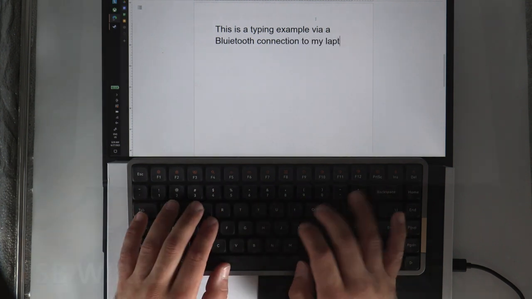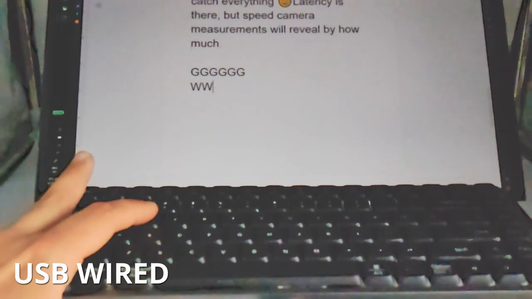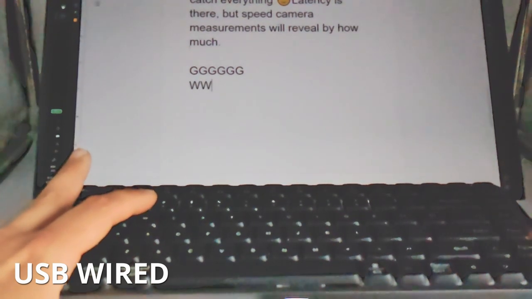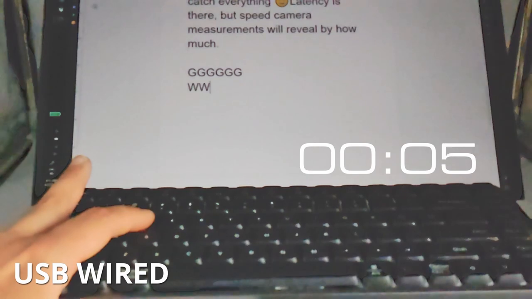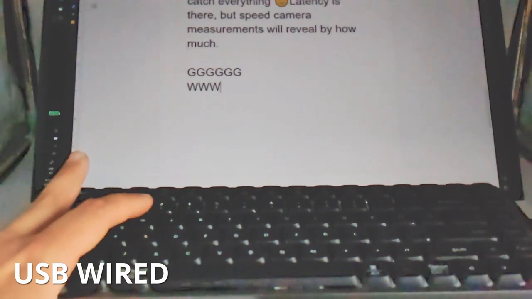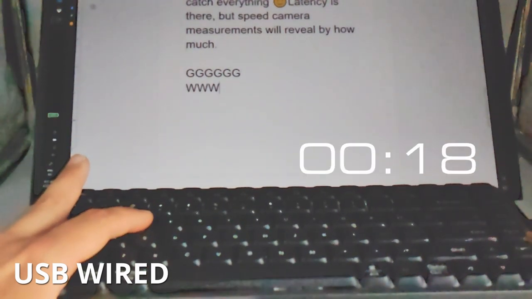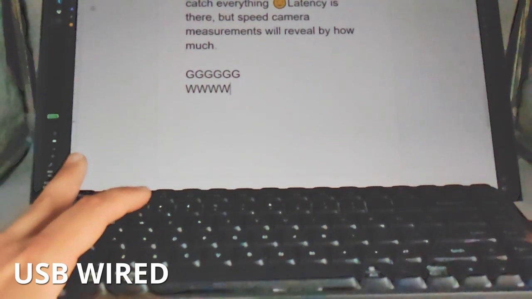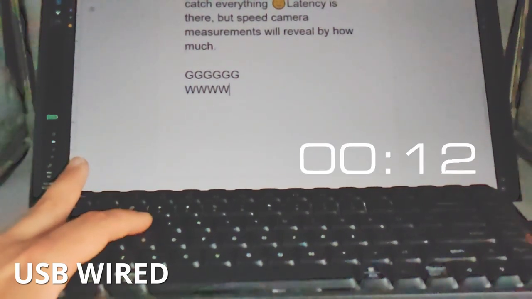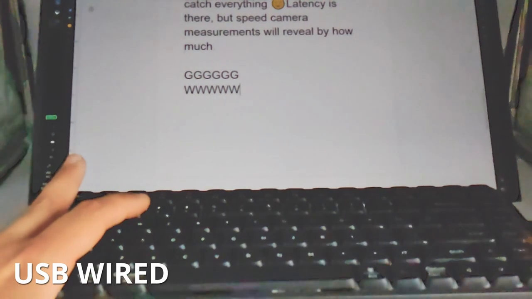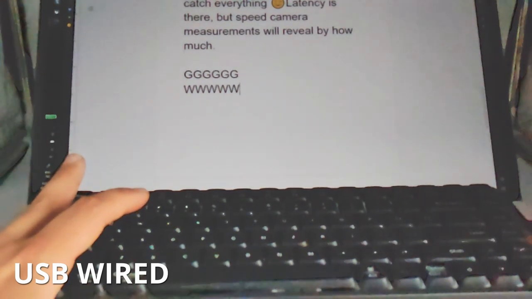And when you're using the keyboard in the USB wired mode, as expected, you get the most consistent and shortest latency, and that one basically averages out at around 54.95, so 55 milliseconds of delay time in wired mode.